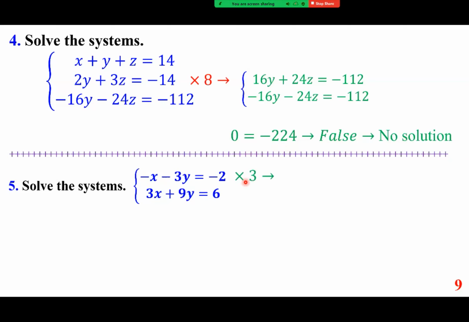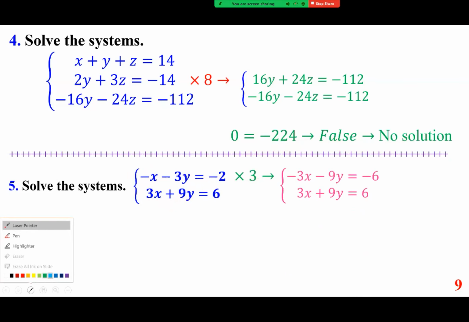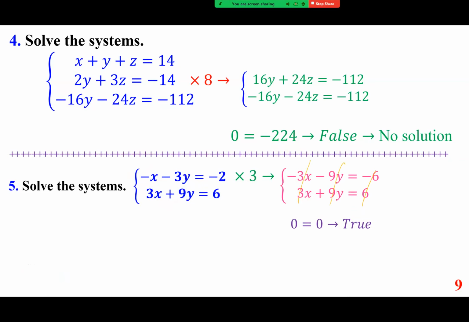For this system, I'm going to multiply this one by 3, because I notice if I multiply this one by 3, I can get rid of the x, for example. So when I multiply by 3, I get minus 3x minus 9y equals negative 6. And now, if I add up both sides, everything cancels out. 0 equals 0, which is a true statement. And therefore, we have an identity. It's infinitely many solutions.